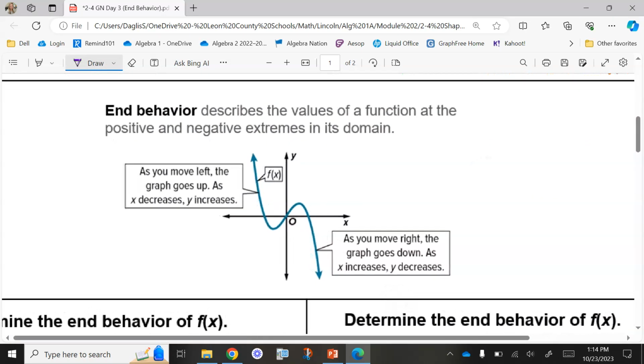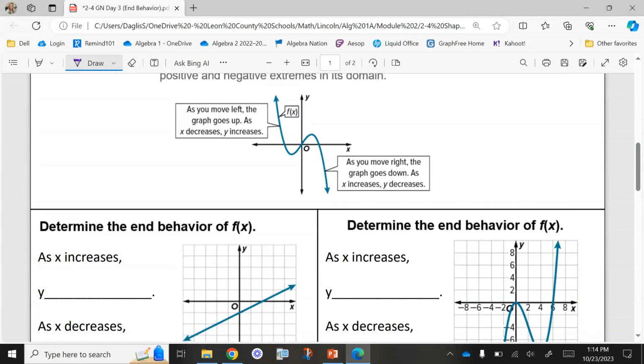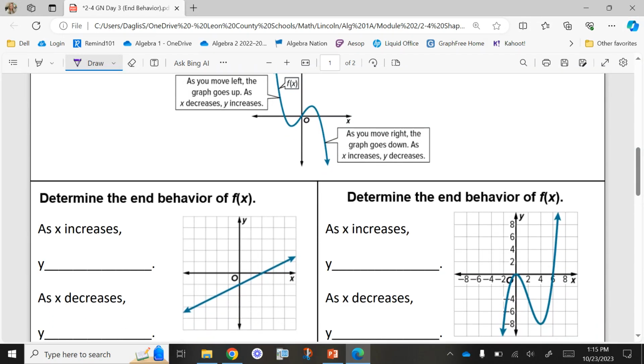All right, end behavior describes the values of a function at the positive and negative extremes in its domain. Okay, so this one we're looking at the arrows on the ends. They're either going to go the same way or they're going to go opposite ways. So we're going to look as we go left, what's happening on the left side, and then as we go to the right, what's happening on the right side. So when up and increase, remember that's the same thing, right? Down and decrease, that means the same thing.